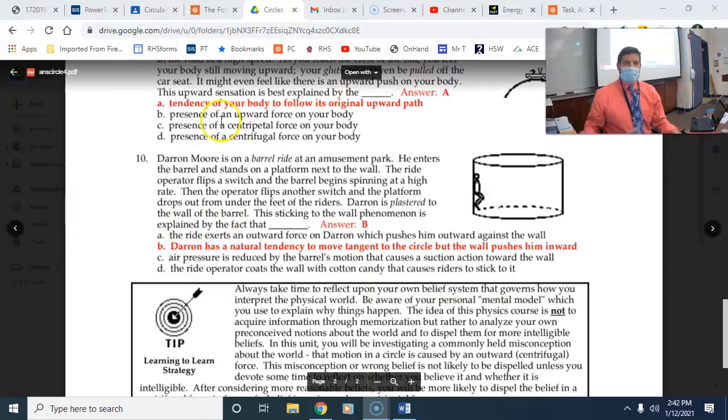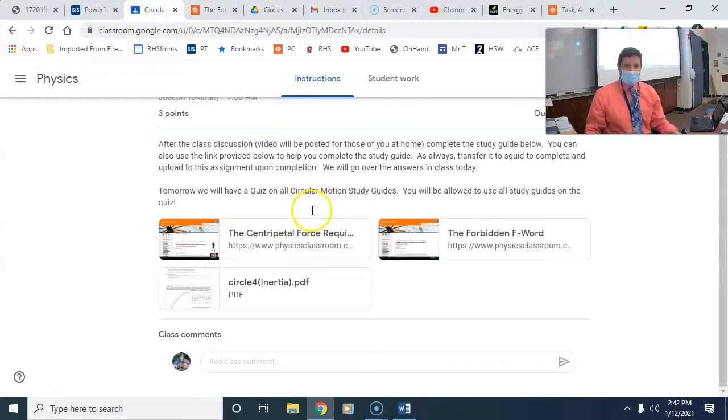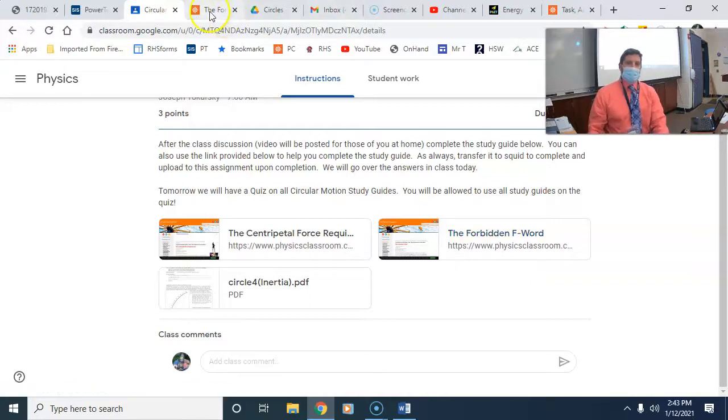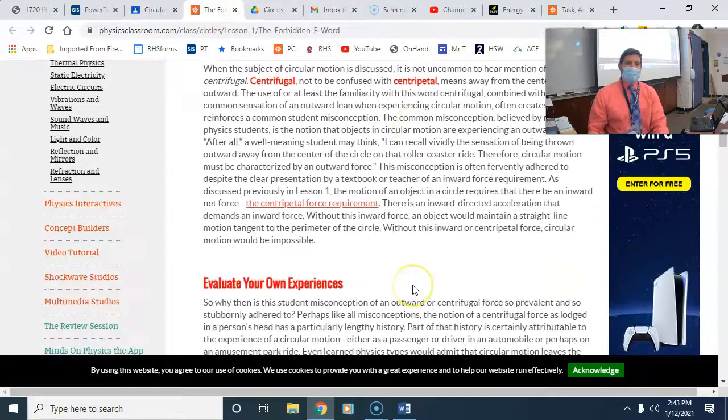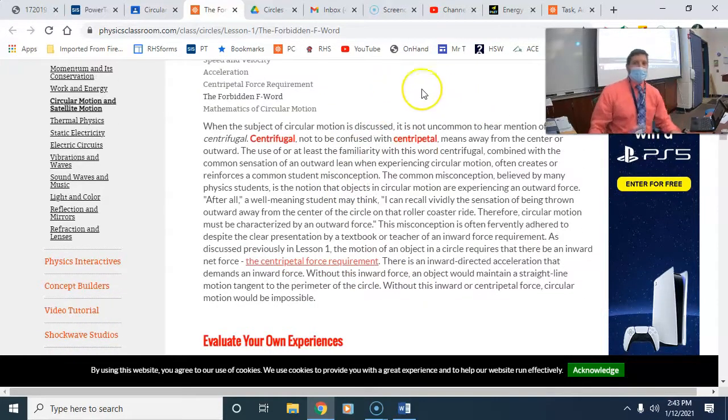But one last thing, since we have a few minutes left here, I put, like always, the links in this assignment to the Parts on Physics classroom that discuss this as well. And there were 2 links that actually went along with this study guide. One of them was a link that said the forbidden F word. And it's referring to a falsely named force that sometimes still gets used today. Remember, the only force is centripetal, inward, right? We already learned that word.